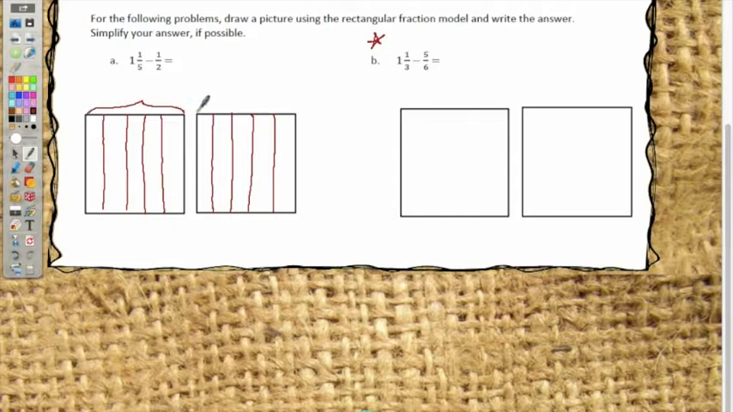You have to put a bracket around 1 whole and 1/5. Do you know how to do that? Yes. 1 whole and 1/5. Madison, what do I do next? Next you shade 1 whole. Next you shade 1 whole and 1/5. Awesome.